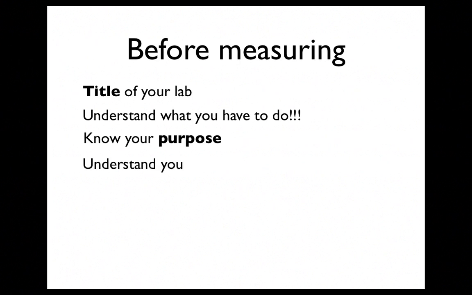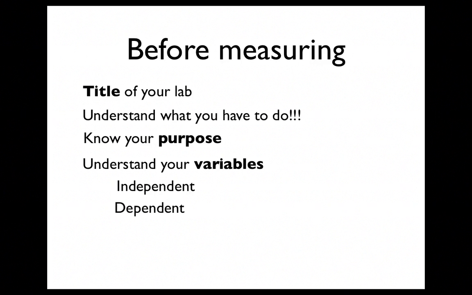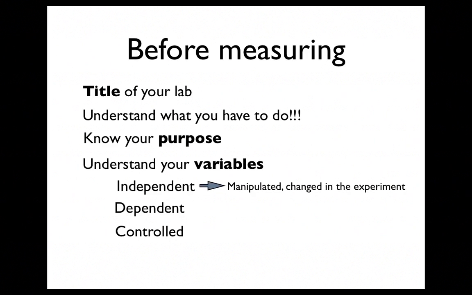Next, you need to understand what your variables are. There are three types of variables: the independent variable, the dependent variable, and the control variable. The independent variable is the one we change. It will show on the x-axis. The dependent variable is the one we measure. It changes as we manipulate the independent variable. Therefore, it is dependent on the independent manipulated variable.